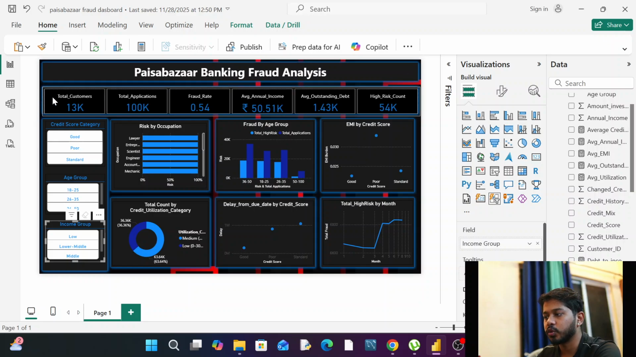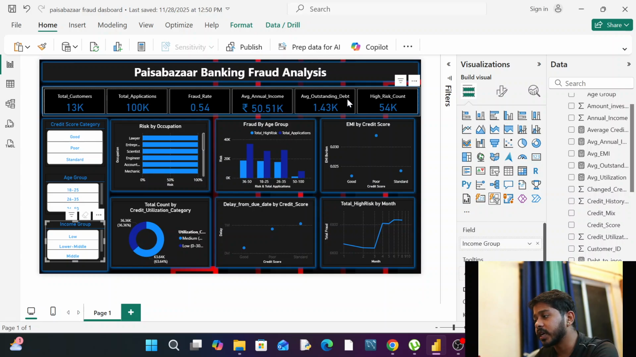You can see the total customers is 13,000. This is the final overview, a complete overview where we have not applied any filters. In this, we can see total customers is 13,000, total applicants is 100,000. Fraud rate is 0.54. The fraud rate that we found in this complete data analysis was 0.54. The average annual income was 50.51 thousand, 50,501 rupees or something.